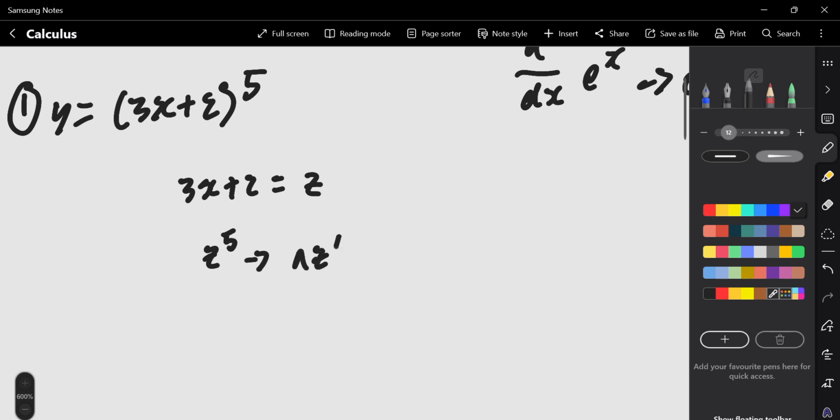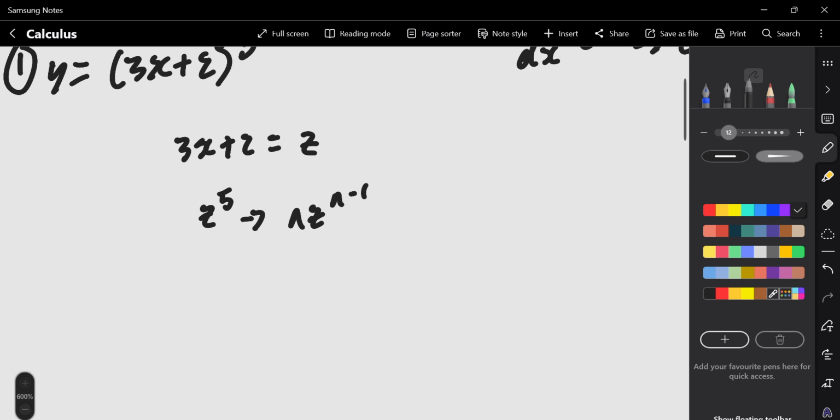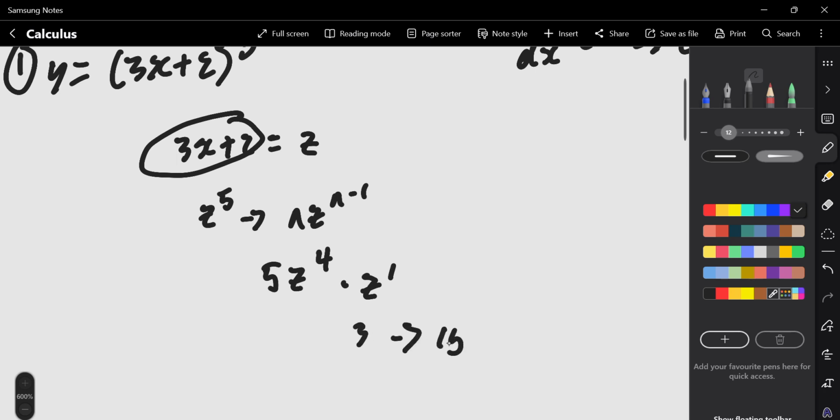So n z to the n minus 1, and that's going to be 5z to the 4. But now you're going to times by whatever the derivative of the inside is. So times z prime. Okay? Which is going to be 3, because 3x plus 2 differentiates to 3. So you're going to have 15 lots of z to the 4.